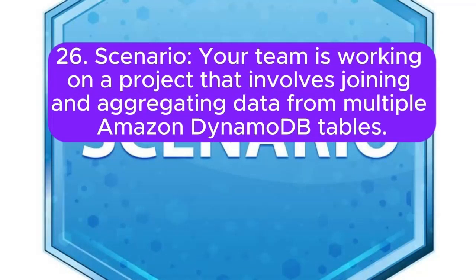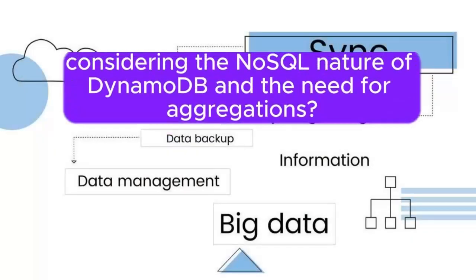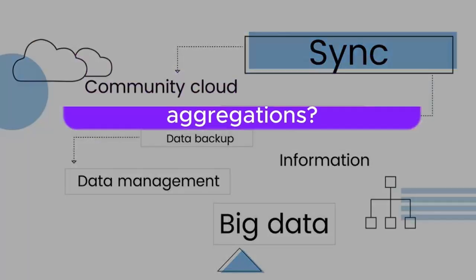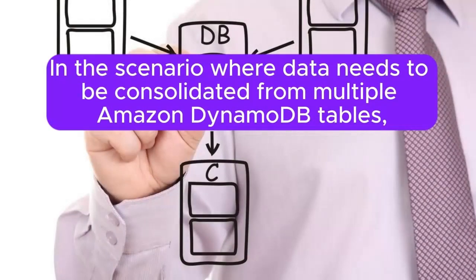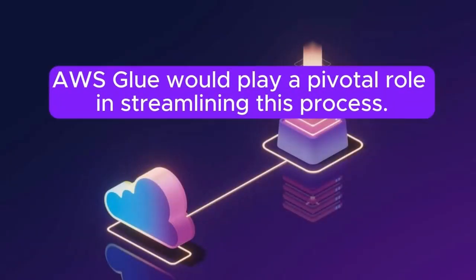26. Scenario: your team is working on a project that involves joining and aggregating data from multiple Amazon DynamoDB tables. How would you use AWS Glue to create a consolidated view of the data, considering the NoSQL nature of DynamoDB and the need for aggregations? In the scenario where data needs to be consolidated from multiple Amazon DynamoDB tables, AWS Glue would play a pivotal role in streamlining this process.